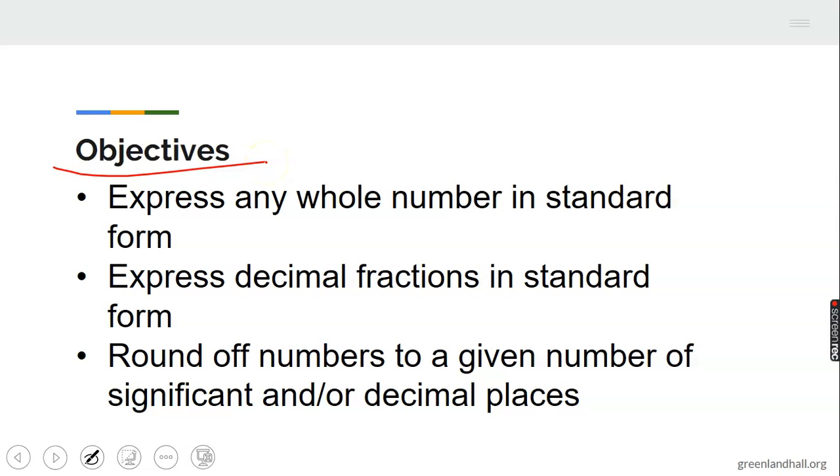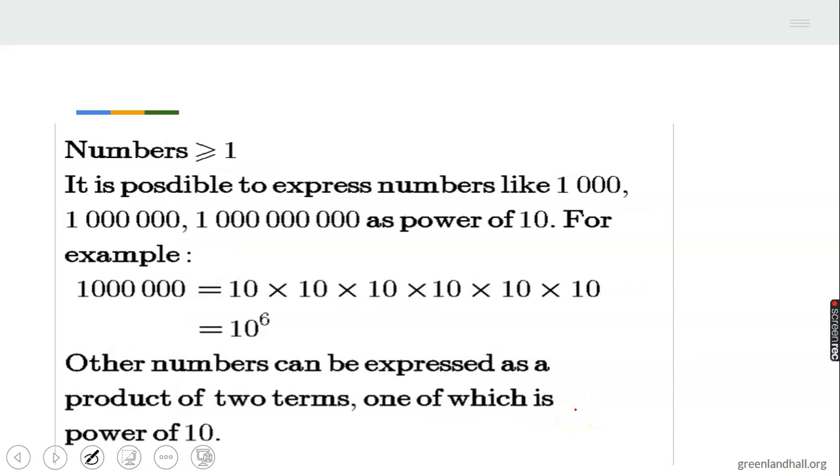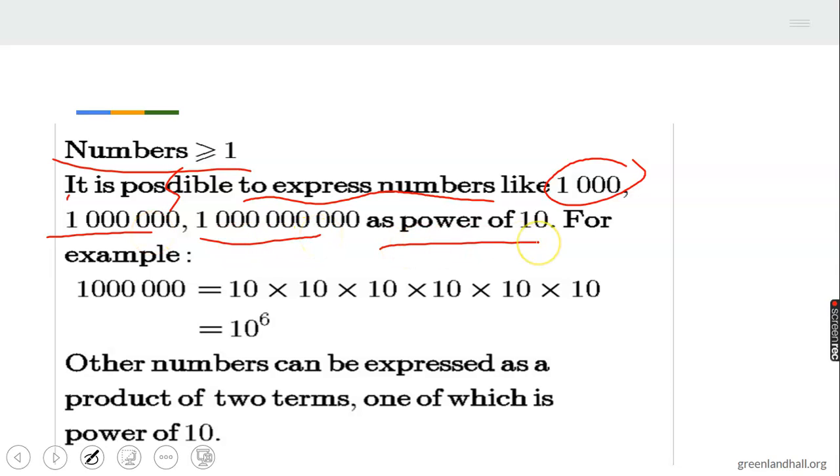Now we move straight to the objectives. At the end of this class, you should be able to express any whole number in standard form, express decimal fractions in standard form, and also round numbers to a given number of significant or decimal places. Now, the first one we deal with is numbers that are equal to or more than 1. It is possible to express numbers like 1,000, 1 million, 1 billion as powers of 10.